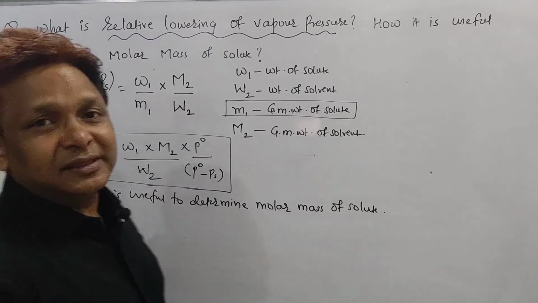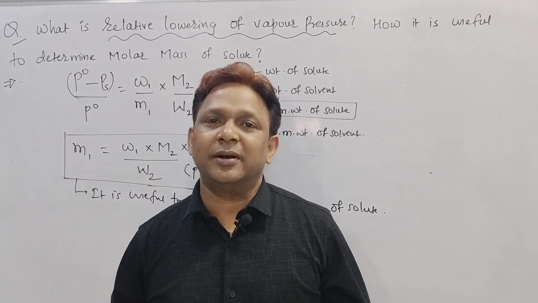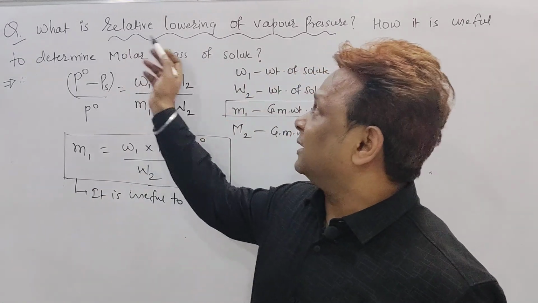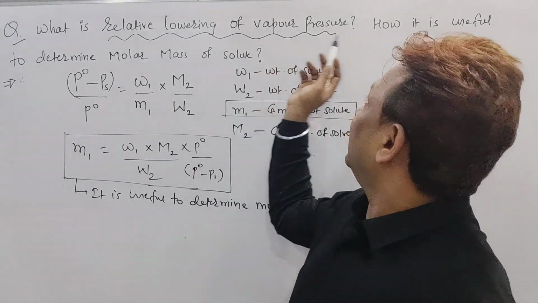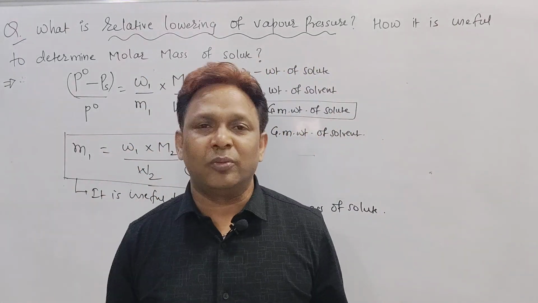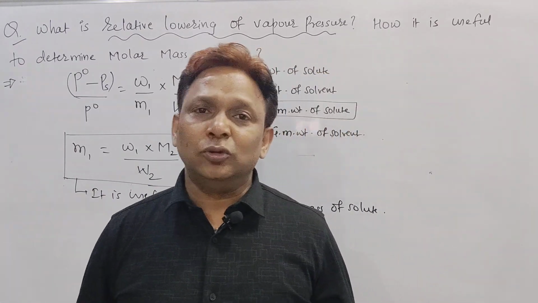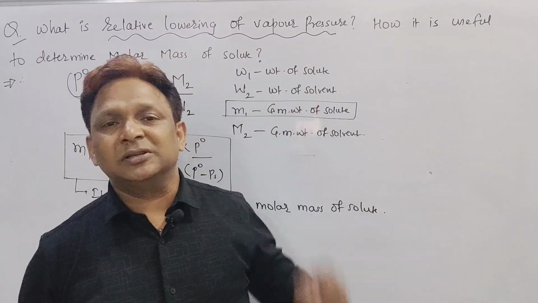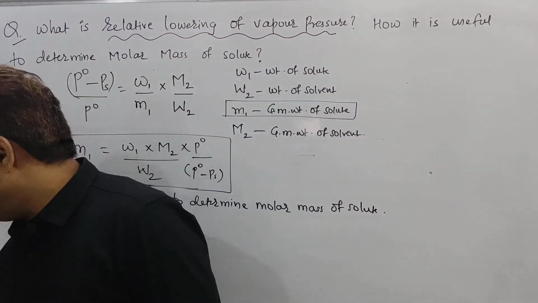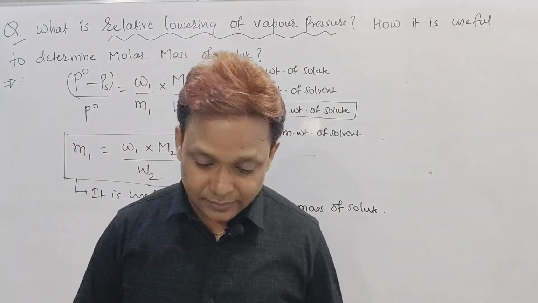So right beta, this is the part we did for 4 marks. Actually in the exam they are asking this question for 8 marks. Eight marks means: what is the relative lowering of vapor pressure and how is it useful to determine the molar mass of a solute. Up to here we'll write, we'll get the 4 marks. Based on that, they will give one numerical. If you write the numerical, that is 4 marks, and this explanation part is 4 marks. Total how many marks are we getting, beta? This question belongs only to 8 marks, right?